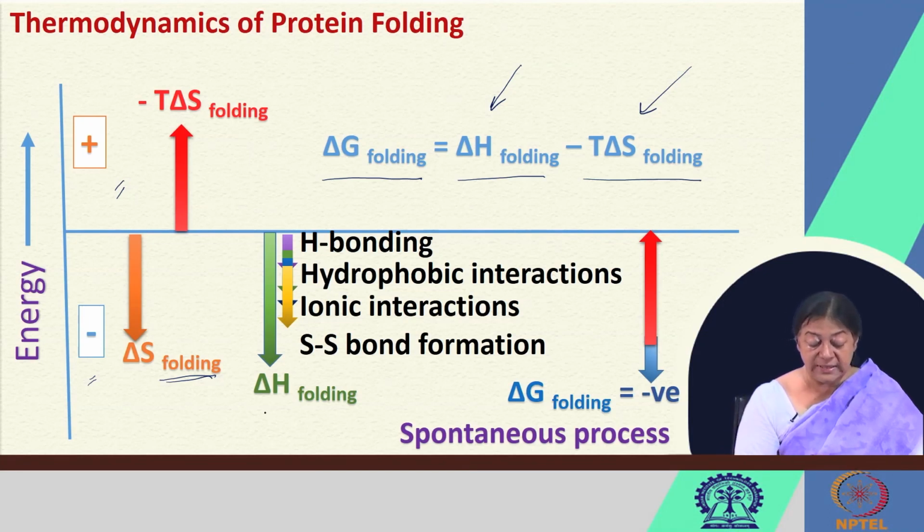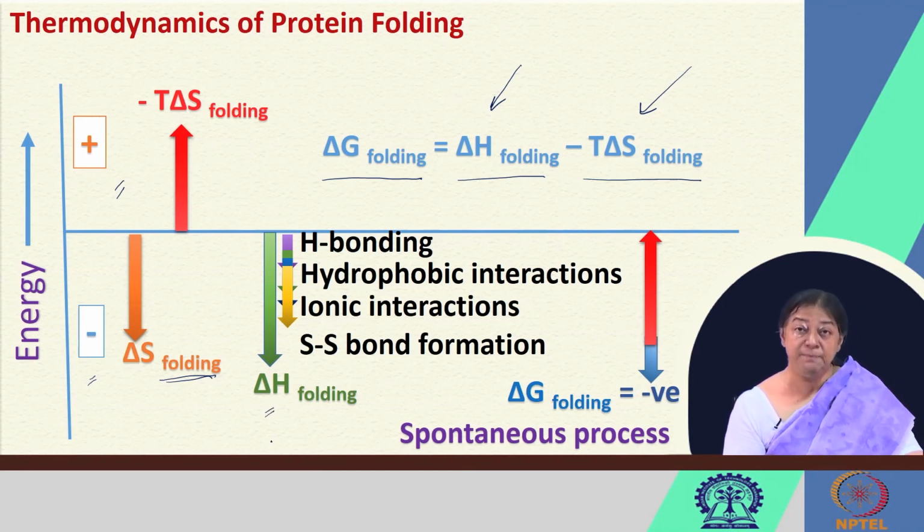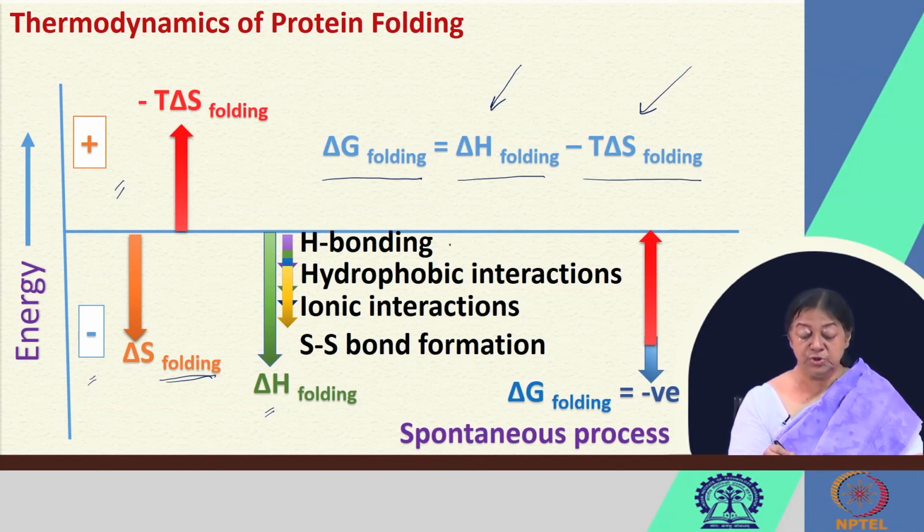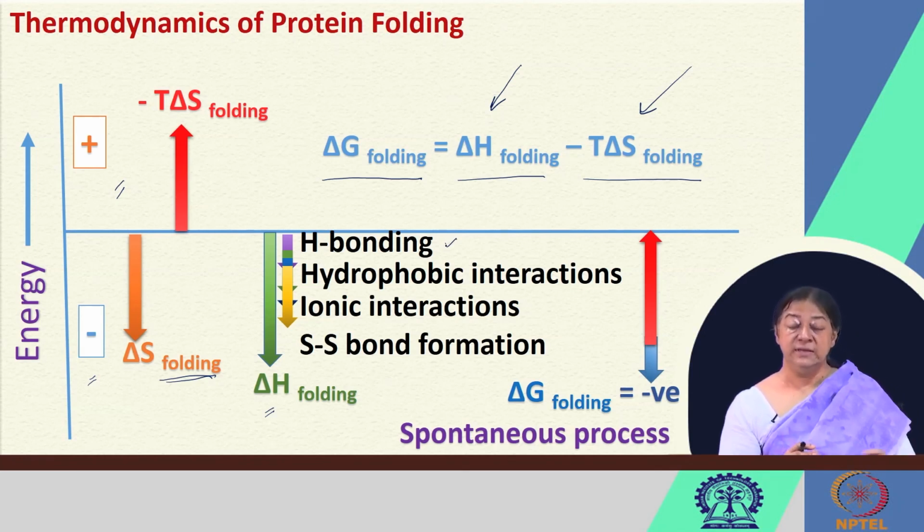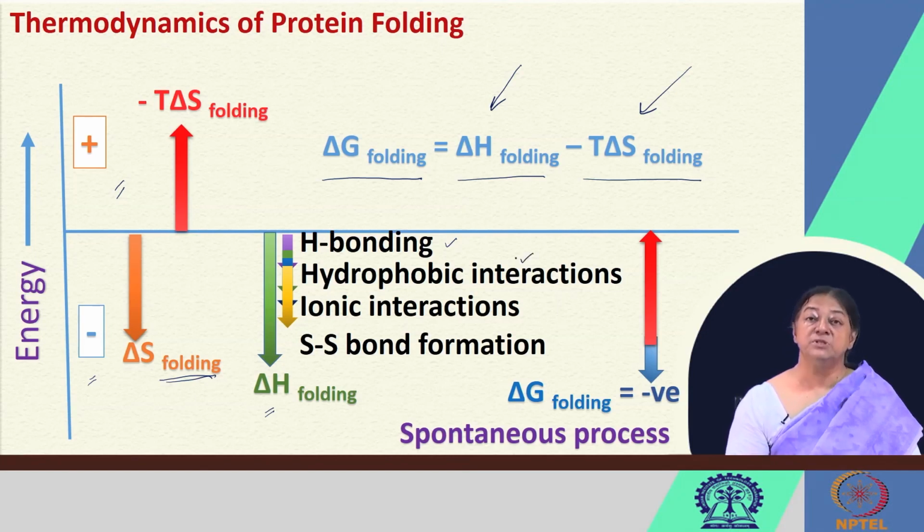However, when we are looking at the delta H of folding, that is the enthalpic contributions to protein folding, there are all contributions that are going to add up. What are these contributions? The contributions correspond to the hydrogen bonding that is possible between the polar entities, the hydrophobic interactions that are possible between the nonpolar entities that are going to form the hydrophobic core of the protein. We have the ionic interactions that are possible. We also have the disulfide bond formations that are possible between the cysteine residues. And all these are going to contribute to the overall enthalpy of the folding that we see.